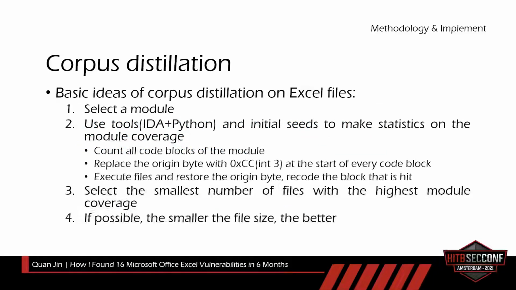For the software you want to fuzz, first select a model, then use the tools on initial seeds to make statistics on the model coverage. The goal of this is to select the smallest number of files with the highest model coverage, and hope that these files are as small as possible. With the help of static count and dynamic execution, I distilled a set of Excel seeds in an acceptable time as the initial seed for my fuzzing.